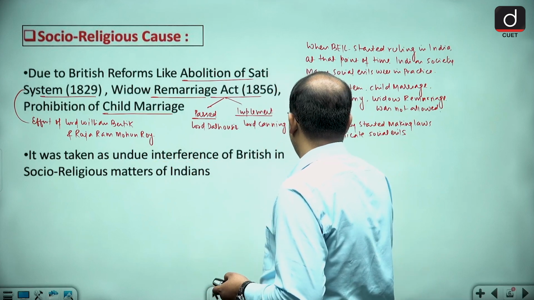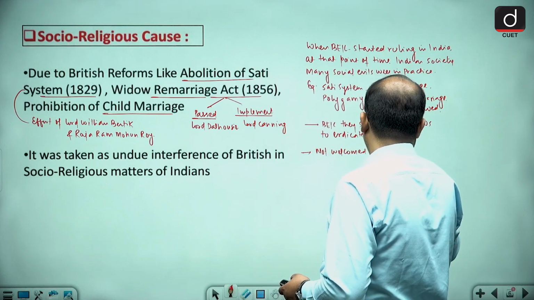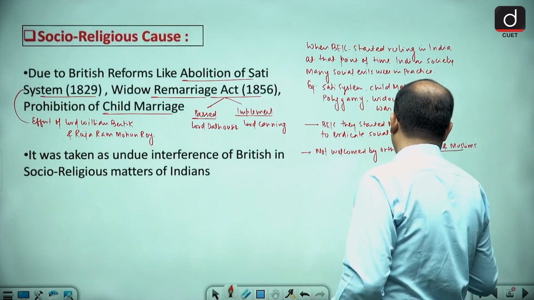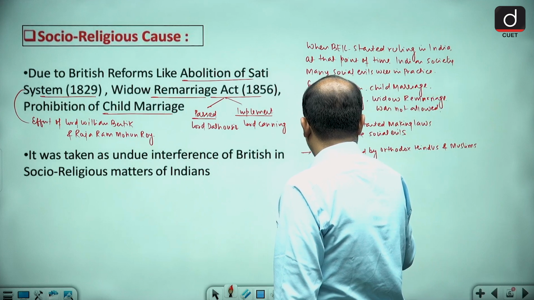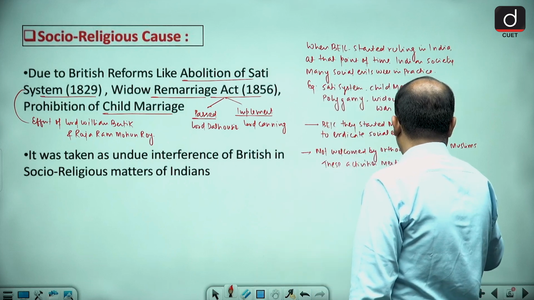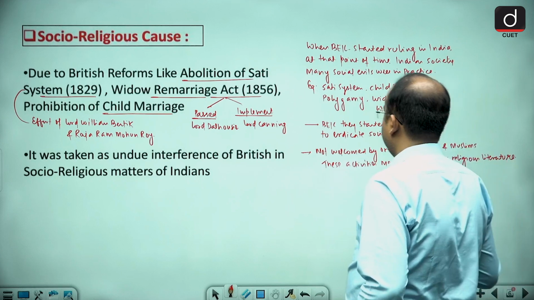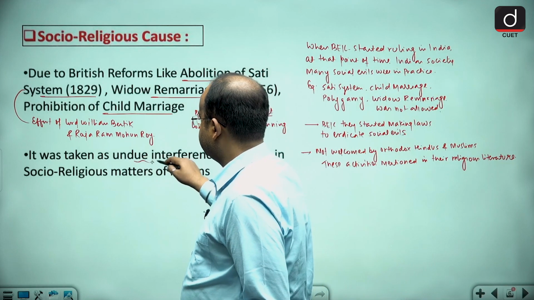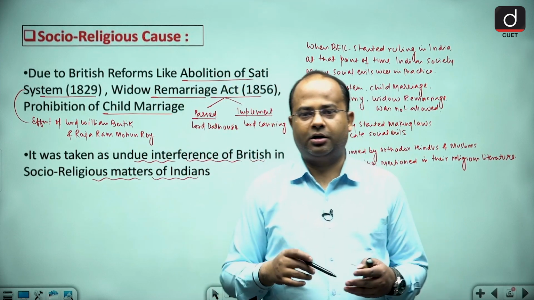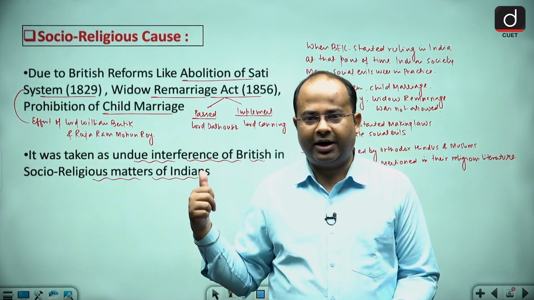So this type of reforms was not welcomed by Orthodox Hindus and Muslims, because according to them these activities were mentioned in their religious literature. When this type of activity was done, it was taken as undue interference of the British in their socio-religious matters. Therefore, the Orthodox Hindus and Muslims were dissatisfied with these reforms.